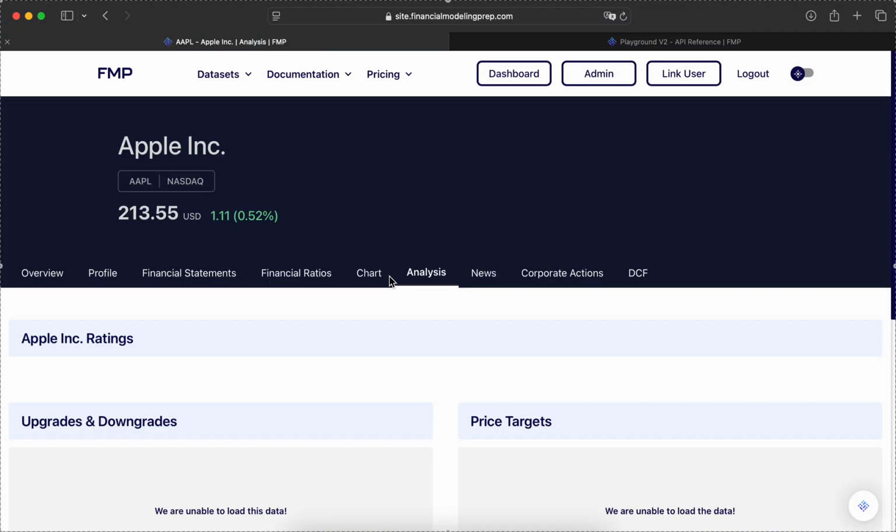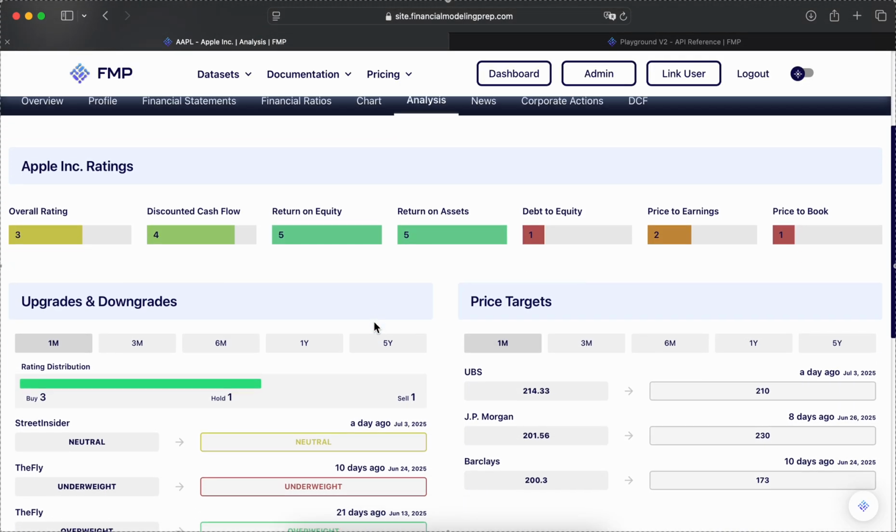Then in the analysis section, you can see the overall rating. As you can see, the company generates good cash flows. The discounted cash flow gives a 4. That's a good rating. Return on equity tells you how much the company is generating its revenue from the shareholders' equity. So the higher the number, the better.